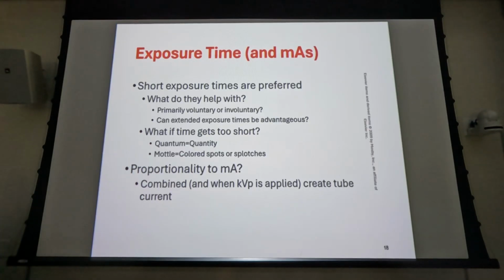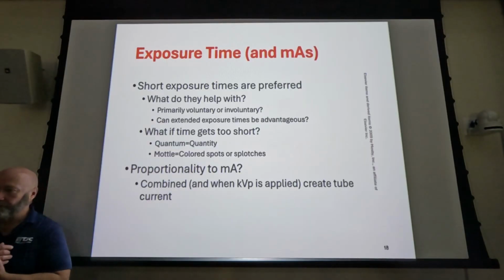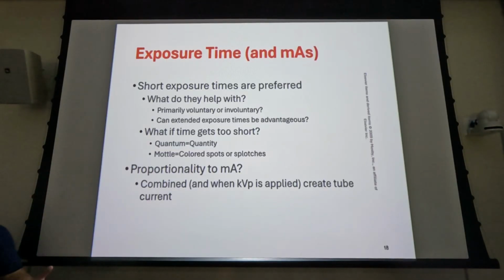So most of the time though, we're going to want short exposure time to control specifically involuntary motion, but it controls any kind of motion. Remembering that motion is the main thing that will destroy your image quality, and it's one thing that you have no control over. You can minimize the effects of motion, but you can't really control the motion itself completely.